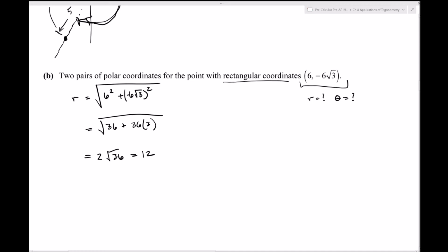And that is 12. That should be 12. You can double check. 36 plus 36 times 3 is 4 times 36. The 4 comes out as a 2, the 36 comes out as a 6. 2 times 6 is 12. So that's pretty simple. So then r is 12.